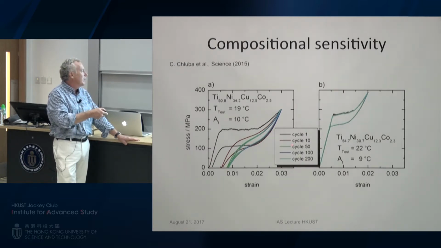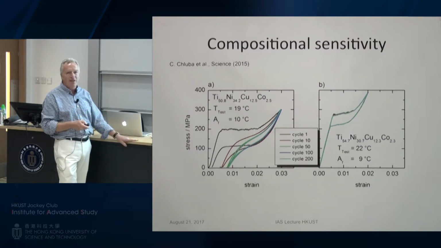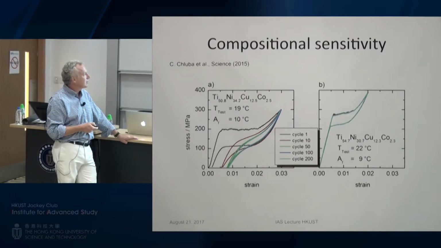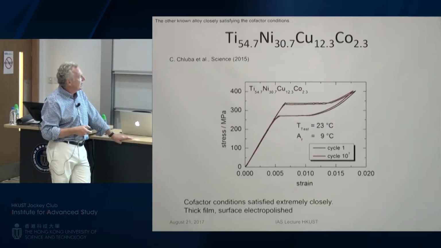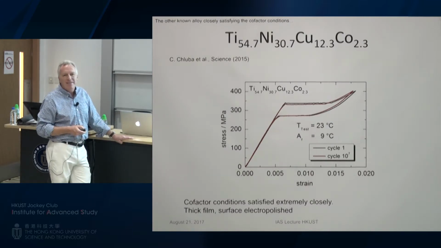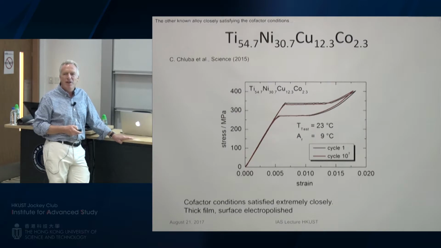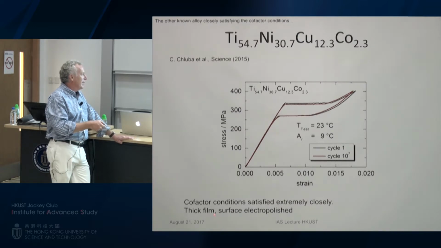There's the first hysteresis loop. By cycle 10, it's a very different loop. There's a lot of plastic deformation. The loop is completely changed by cycle 200. By cycle 200 here, it sits right on top of the original curve. This is stress-induced phase transformation, I guess you could guess that, and it's a complete transformation each cycle. But the really amazing thing is this is cycle 1, the black curve, and that's cycle 10 million, the red curve. So that's really amazing reversibility of a phase transformation under tension. It's done in a thick film, and very carefully, the surface is electropolished.